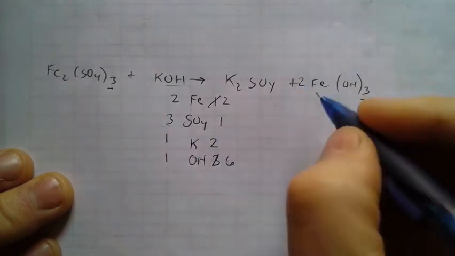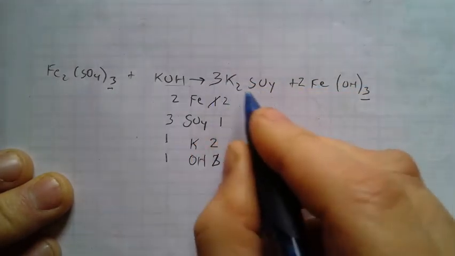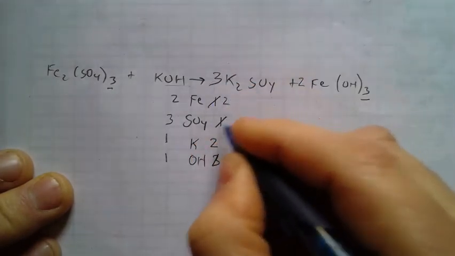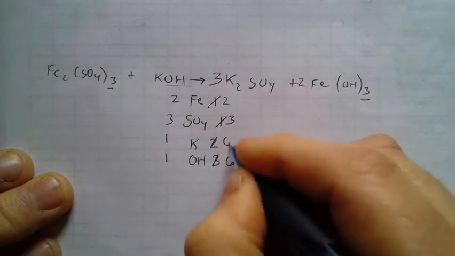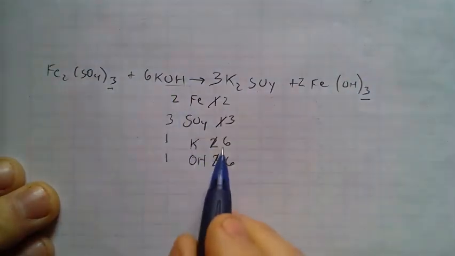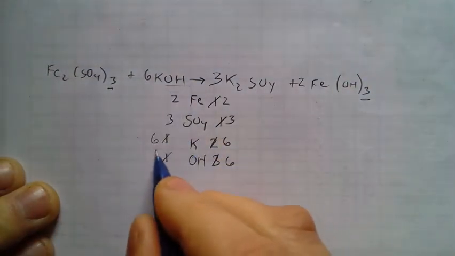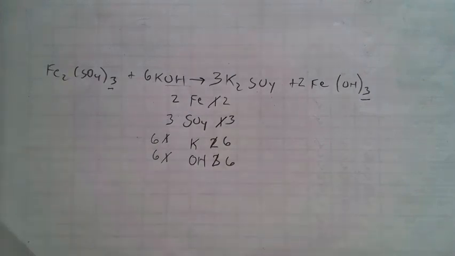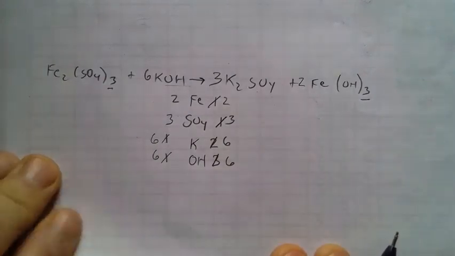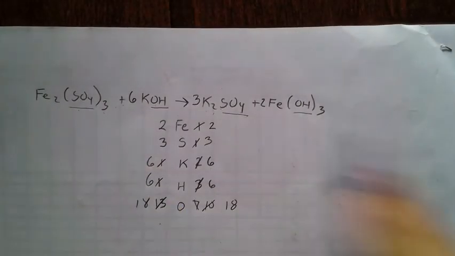Sulfates, 3 and 1. We're going to put a 3 in front of the potassium sulfate. That will give us 3 SO4s, but that will also give us 6 potassiums. And then we just finish off by putting a 6 in front of the potassium hydroxide, make 6 of that, and 6 hydroxides. And now it's balanced. And as you can see, a lot less multiplication, and we end up with exactly the same final answer.